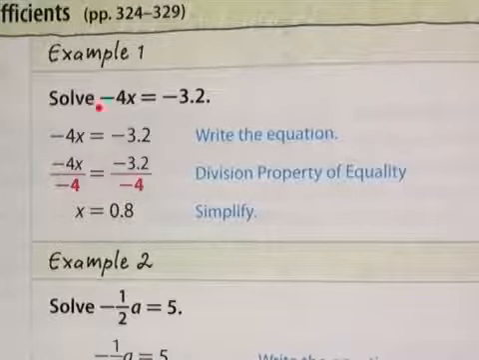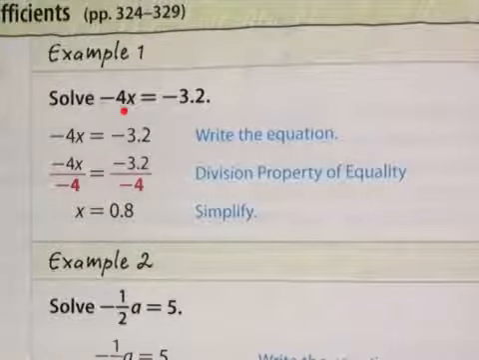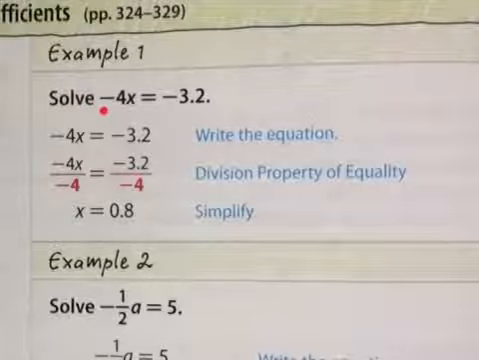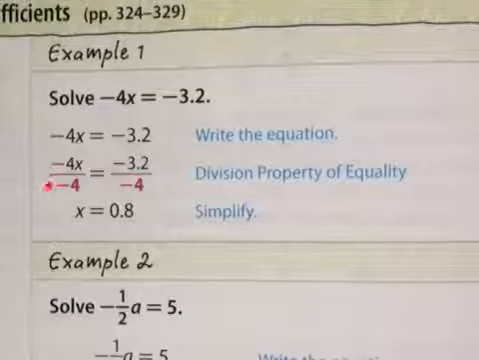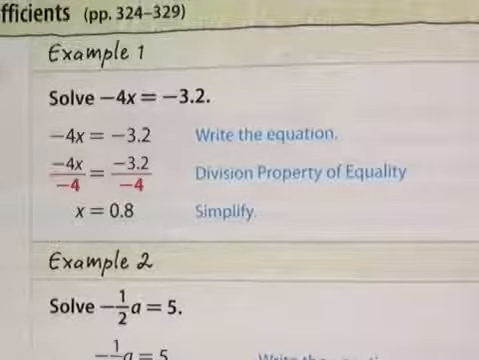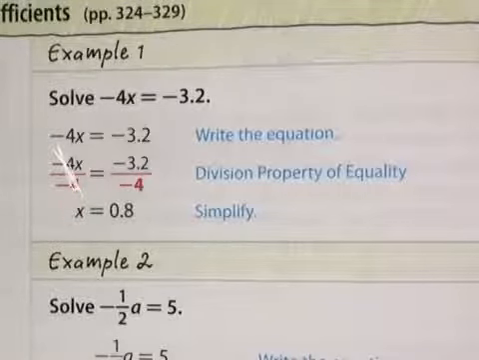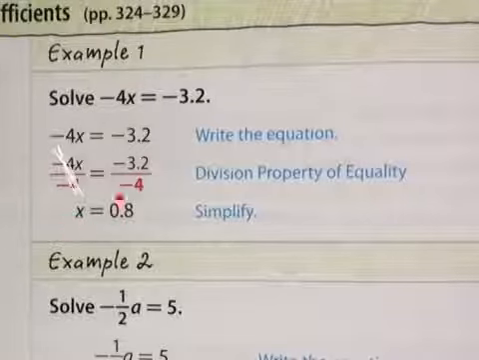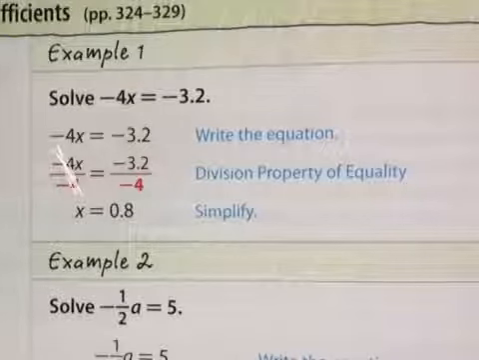Just notice that here the operation on this side is multiplication. So we have to do the inverse operation, which is division. You divide by the value of the coefficient, which is -4. So in order to isolate the variable, you're going to divide by -4 on this side. And you see, -4 divided by -4 is 1. So this -4 is gone, and we're left with just the x. And you just divide the other side by -4. So -3.2 divided by -4 equals 0.8. So x is 0.8.